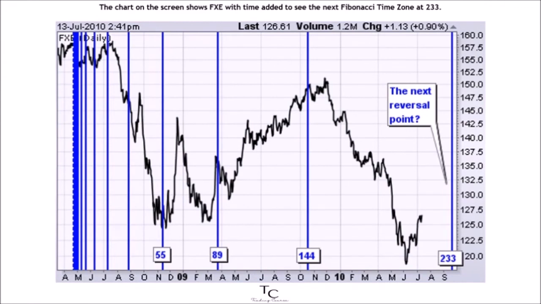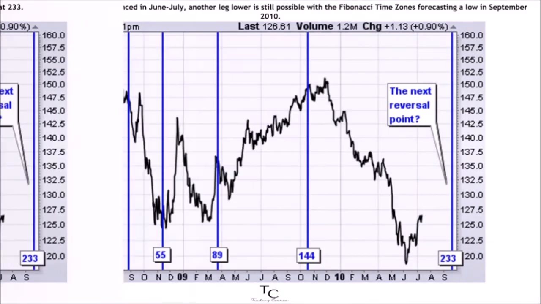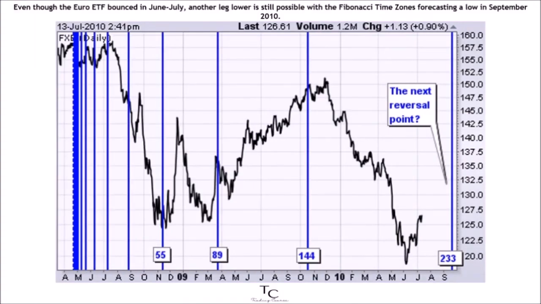The chart on the screen shows FXE with time added to see the next Fibonacci time zone at 233. Even though the Euro ETF bounced in June to July, another leg lower is still possible, with the Fibonacci time zones forecasting a low in September 2010.